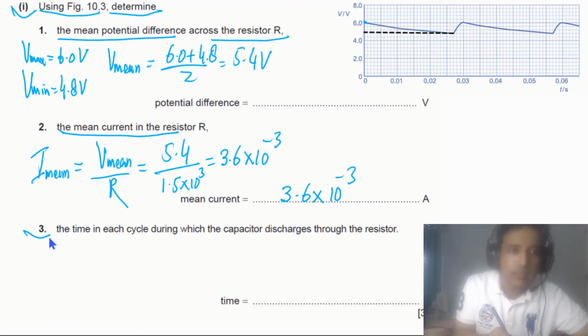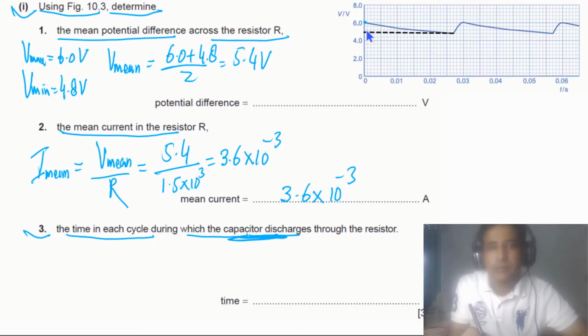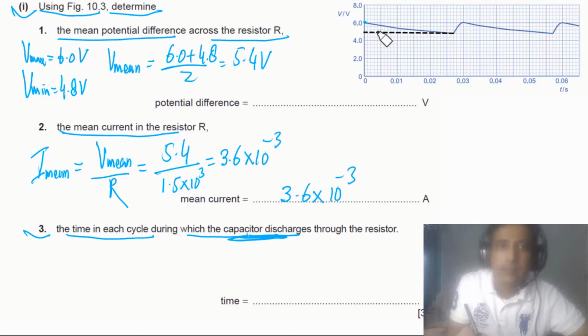If we go to the third part, the time in each cycle during which the capacitor discharges. If you look at this given figure, we can see that in this part the capacitor is discharging, between these 2 points. Here the capacitor is discharging, and we need to write down this time, and this time is the same.